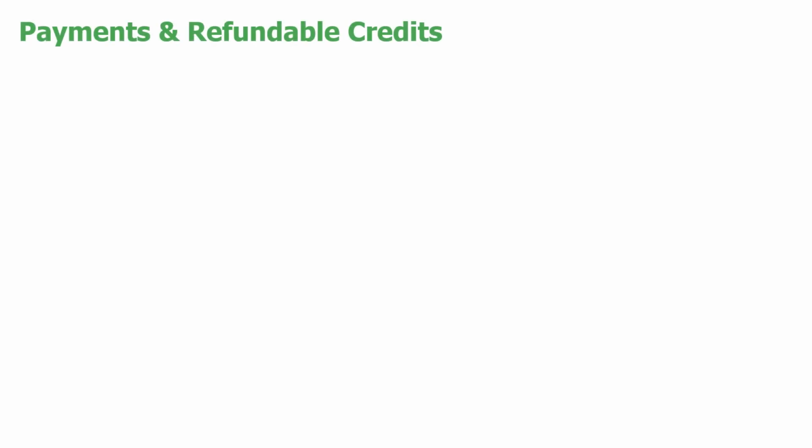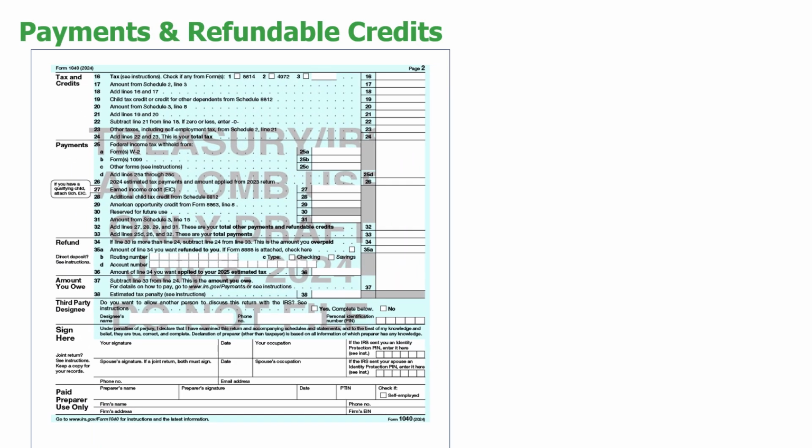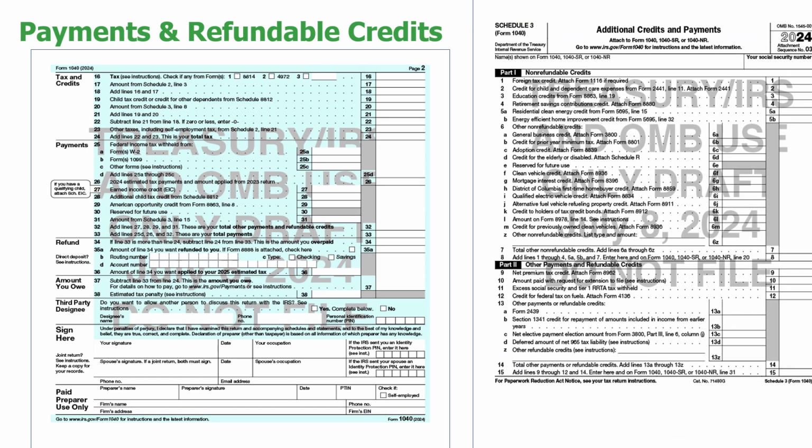Once the total tax is figured, it's time to apply payments and refundable credits. Federal income tax withheld from W-2s and other income are payments. Refundable credits like the Earned Income Tax Credit and Additional Child Tax Credit are payments also. The refundable portion of the American Opportunity Credit will also appear here, as well as the Premium Tax Credit. The Premium Tax Credit is designed to help eligible taxpayers pay for health coverage.